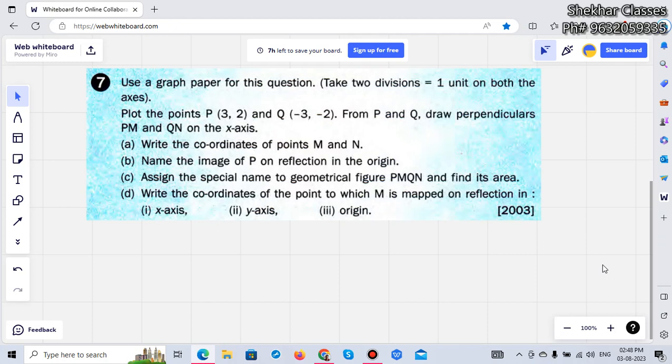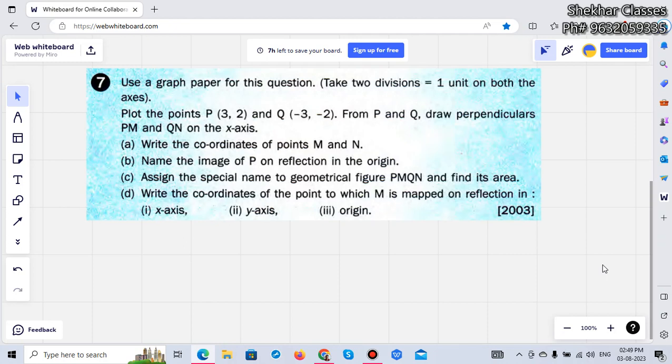PM and QN are the two perpendiculars on the x-axis. Then write the coordinates of the points M and N. Name the image of P on reflection in the origin. So we have to first reflect it through the origin and write down the coordinates.